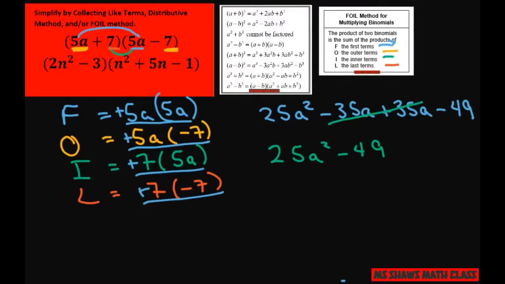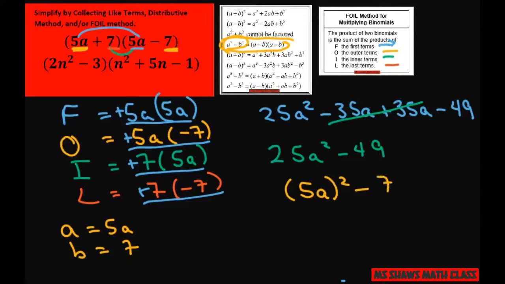Now if you notice, this has this property here. Our a's were the same. So if I let my a be 5a and my b be 7, then all I do is take this formula here, and I'm going to take 5a squared minus 7 squared. And that gives me my 25a squared minus 49.